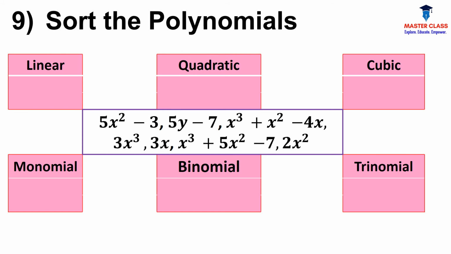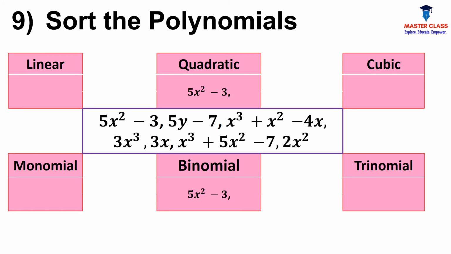Further, the polynomials could be linear, quadratic or even cubic. It must be noted that a polynomial which is linear, quadratic or cubic could also be a monomial, binomial or a trinomial. The first polynomial given is 5x squared minus 3. It will be seen that there are 2 terms in this polynomial, so it is a binomial. Also, since the highest power is 2, it is a quadratic polynomial. Therefore, this polynomial 5x squared minus 3 must be classified as a binomial as well as a quadratic polynomial.